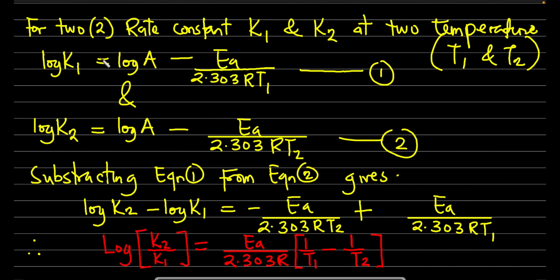How did we get that? We said for two rate constants k1 and k2 at two different temperatures, T1 and T2, k1 at T1, k2 at T2. So I'm going to rewrite the previous equation.